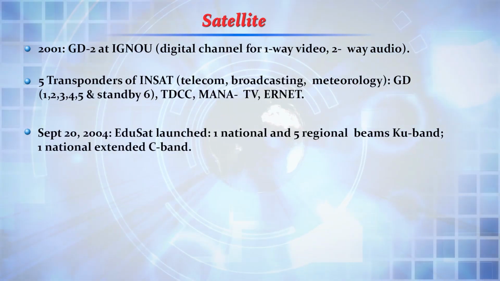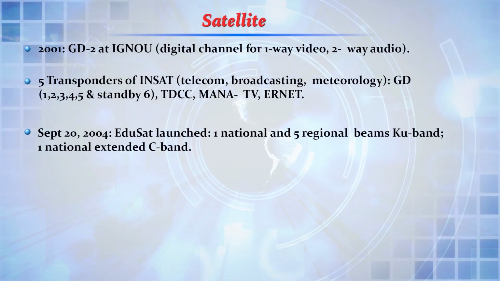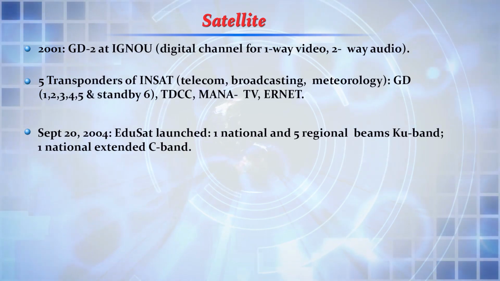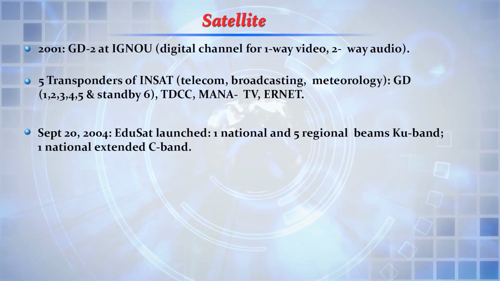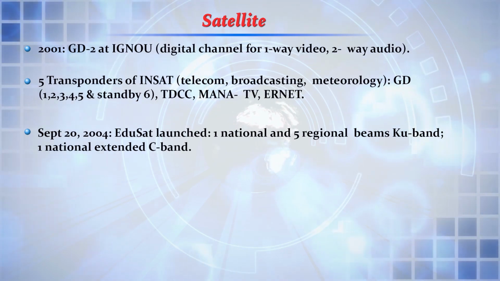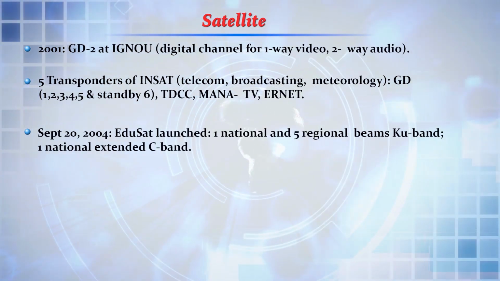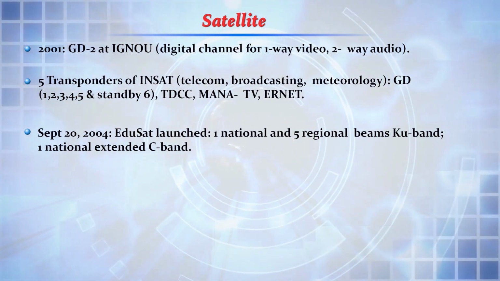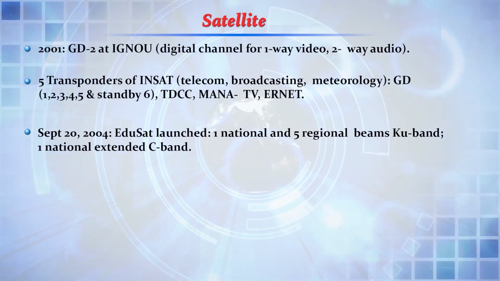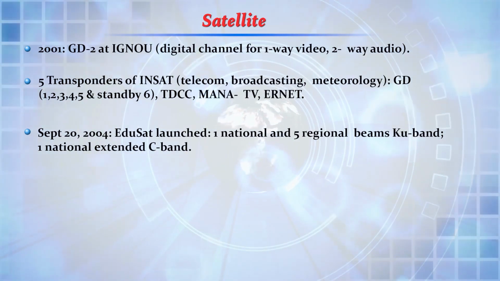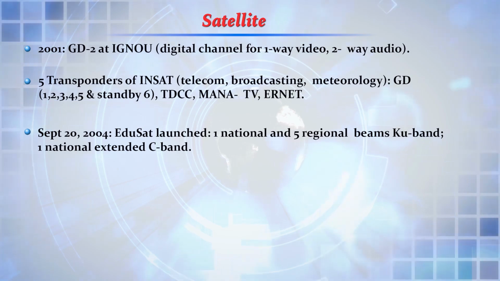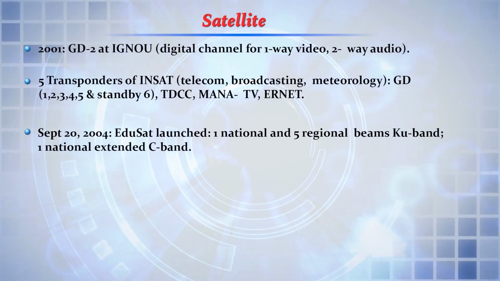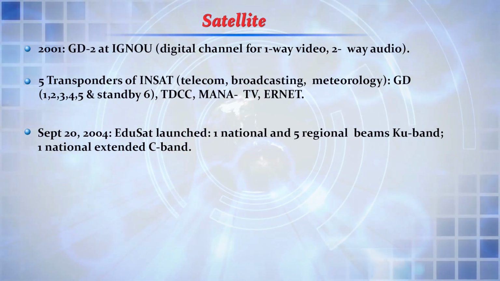On September 20, 2004, for the first time, a national satellite in this country was launched, and IGNOU was given the responsibility to uplink from the Earth station at the IGNOU campus with an extended C-band, to uplink the channel, the programs, to the satellite. The satellite will transmit, downlink to various receiving ends and later on to DTH, direct to home. So there was 1 national and 5 regional beams through the Ku band and 1 national extended C-band. The extended C-band was in a trailer, as we call it, a truck. It was loaded and standing at the IGNOU campus. Even today you can find that in the IGNOU campus.